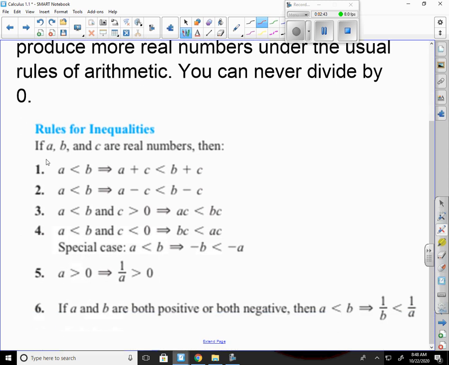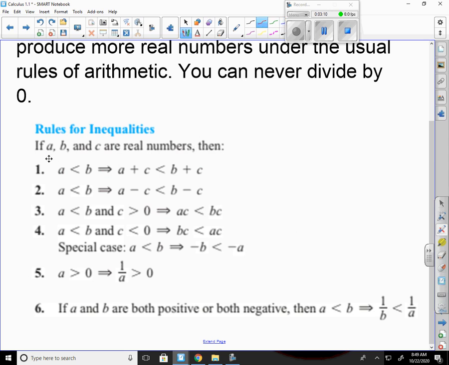All this one is saying is that when I'm looking at inequalities, if A, B, and C are real numbers, so any number you can think of that's not imaginary, then if A is less than B, then A plus C is less than B plus C. That just makes sense to me. It should just make sense to you.